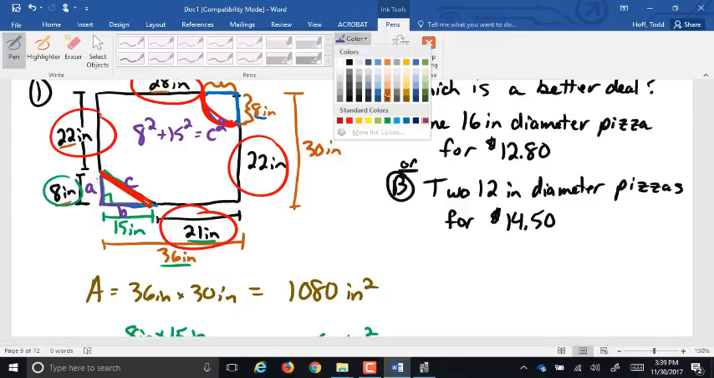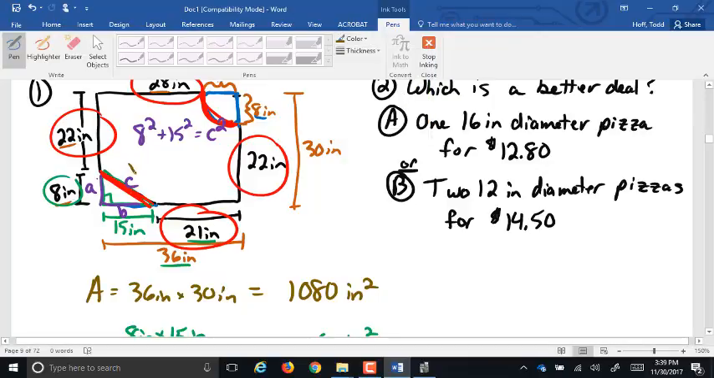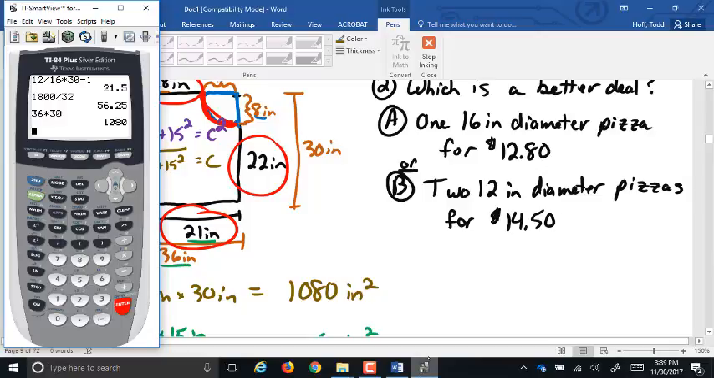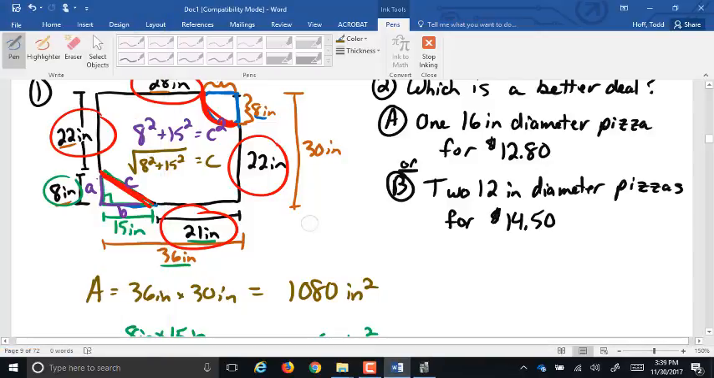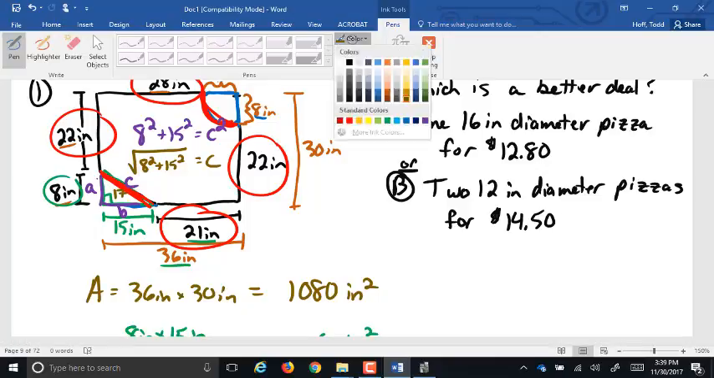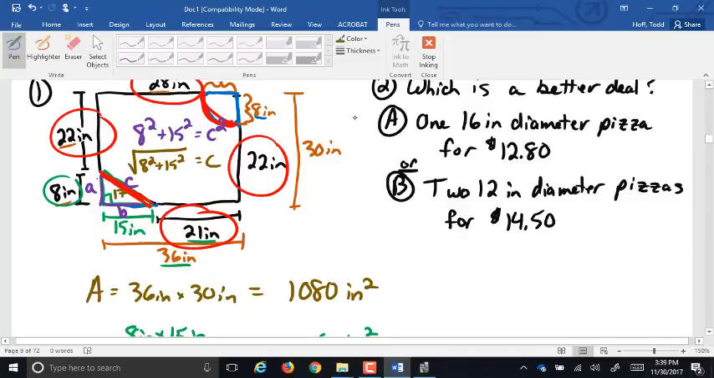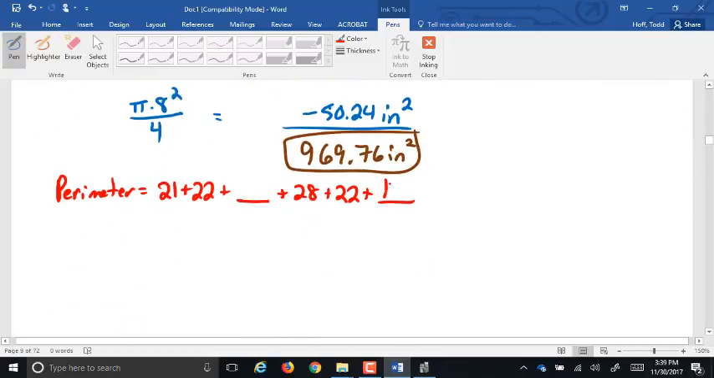Now at this point, I'll let you in on a little shortcut on the calculator. What I would do is simply do the square root of 8 squared plus 15 squared equals c. So I'll just punch that in my calculator, the square root of 8 squared plus 15 squared. And we should get 17 for c. So that's 17 inches across there. So I'll fill that in. That's 17.